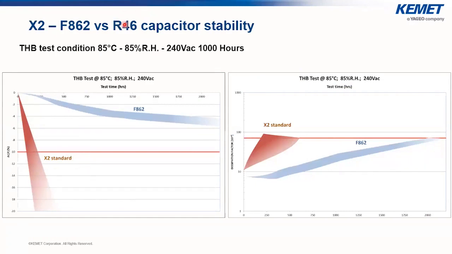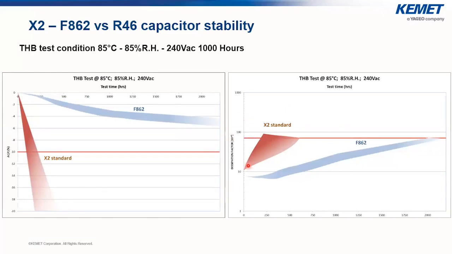Here we have a comparison of two KEMET parts. We compare the standard X2 R46 capacitor with an F862, an X2 capacitor specifically designed for harsh environments. This is a THB test, 85/85, 1,000 hours. On the left graph, we have the decrease of capacitance of the two parts: the X2 standard and the F862. We see that the standard capacitor, which is not built to work in humid environments, has a really quick drop of the capacitance value, up to maybe 20% in 250 hours, so let's say 10 days. Instead, here we have a slight decrease, but the slope is not so big: minus 4-6% in 2,000 hours.